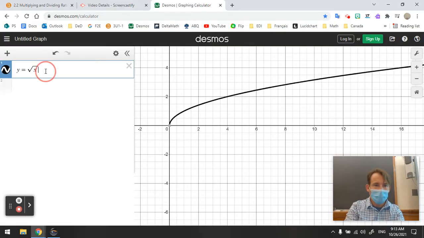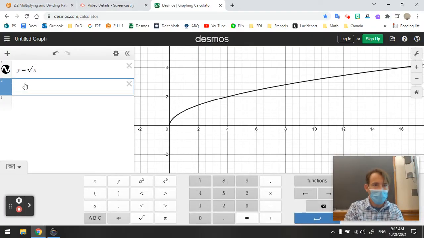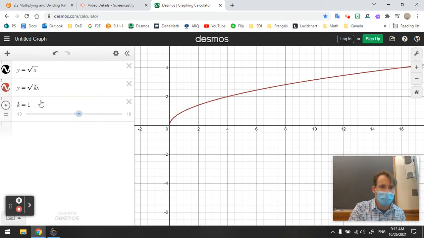So to do that, I'm just going to take this, copy, put in another one, paste, put in here my value k. And I'm going to add a slider. So now I have a new function. And when I increase k, something strange happens. Oh, that's interesting. When I decrease k, oh, look at that. Oh, wow, what happened there?